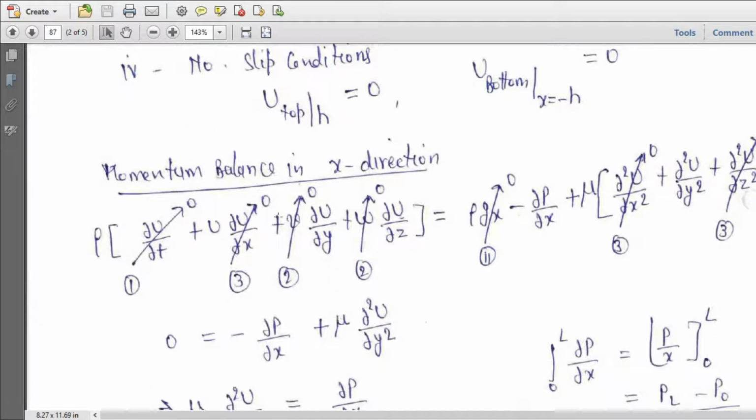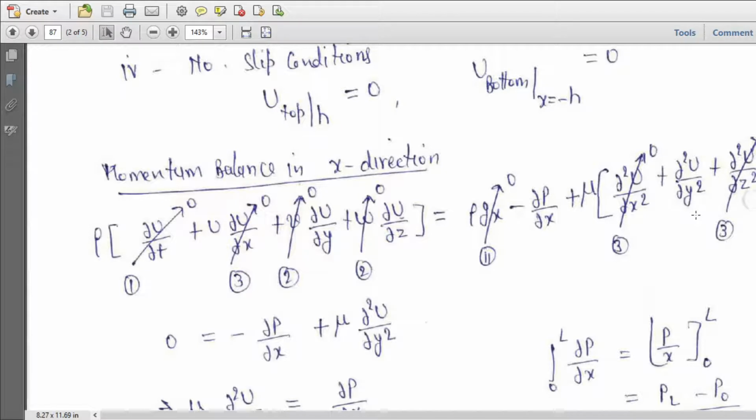Now if we apply the x momentum balance in the direction of flow, the first term, del u upon del t, gets cancelled: steady state flow. The del u upon del x term gets cancelled: fully developed flow in direction x. v and w are cancelled because there is no flow in directions y and z. Gx equal to 0, the flow is only in the horizontal direction.